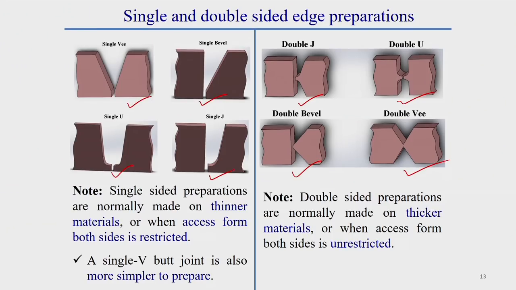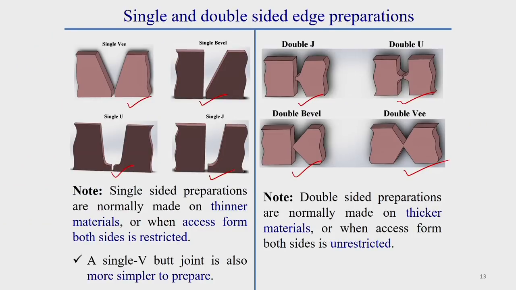And another important thing is required here. Sometimes for a little bit thicker section also, a single sided preparation can be required, because if access from both sides is restricted for double sided welding, what is required? Generally, we first do the welding on the top side, and to do the welding on the bottom side we have to invert the plate.